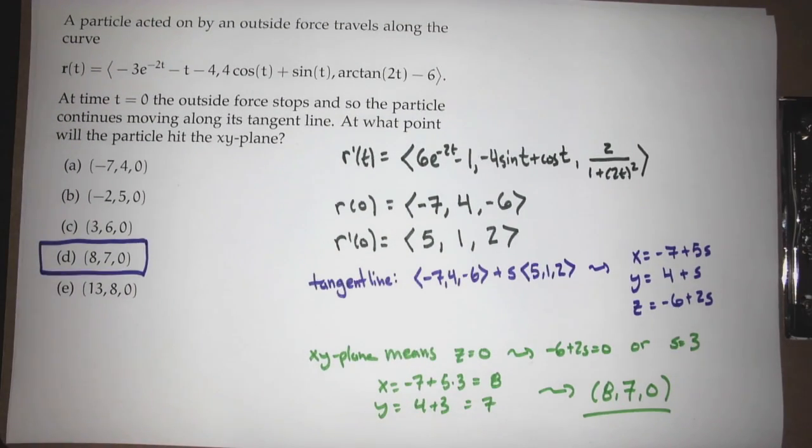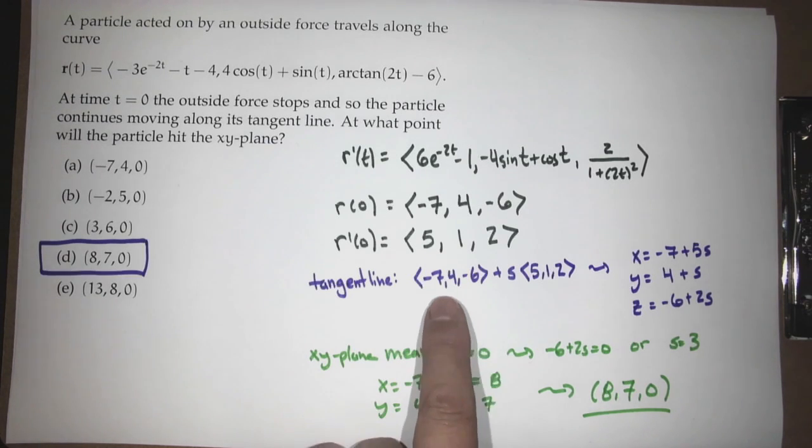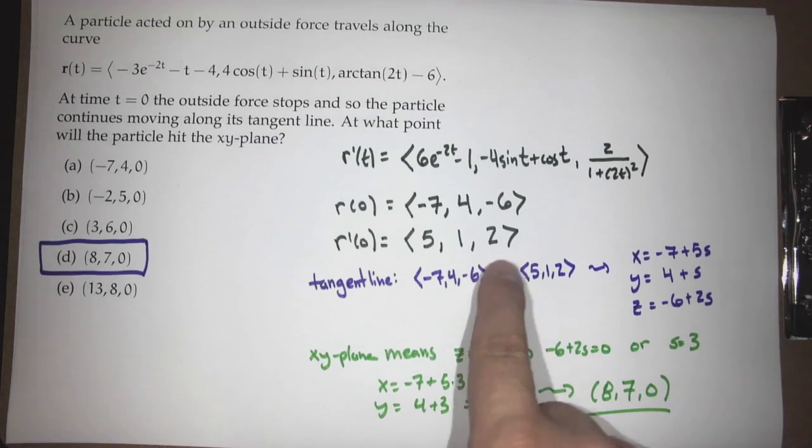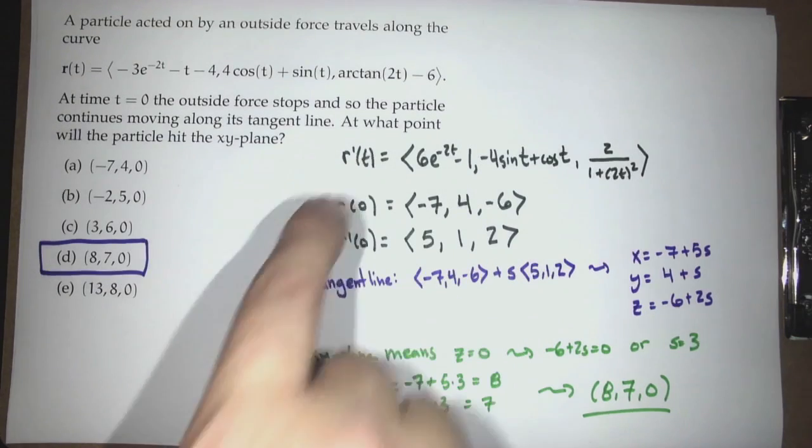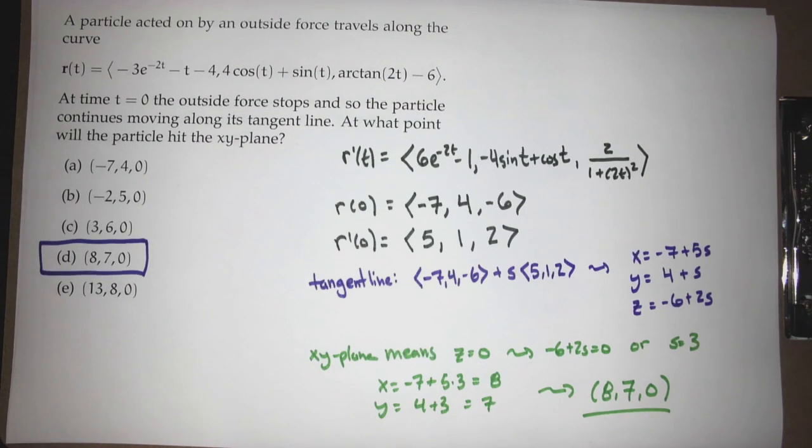870. So negative 7, 4, negative 6, that is where the particle is at time 0. And you say, okay, great. That's when the force stops. Take the derivative at time 0, and you get 5, 1, 2. So the tangent line in vector form is your point plus some multiple, I'm using s here, just to remind myself that this time parameter is not the same as the other time parameter. In some sense, there's a resetting of time. So the line behaves like negative 7, 4, negative 6 plus some multiple of 5, 1, 2.